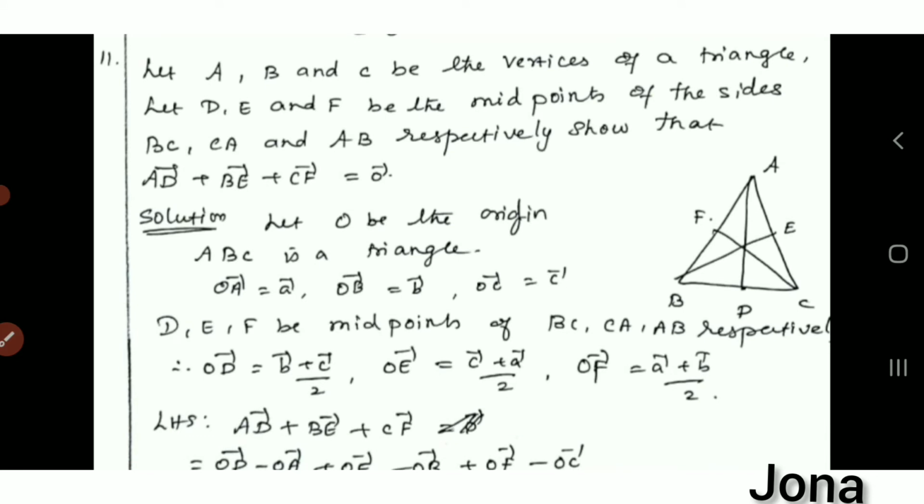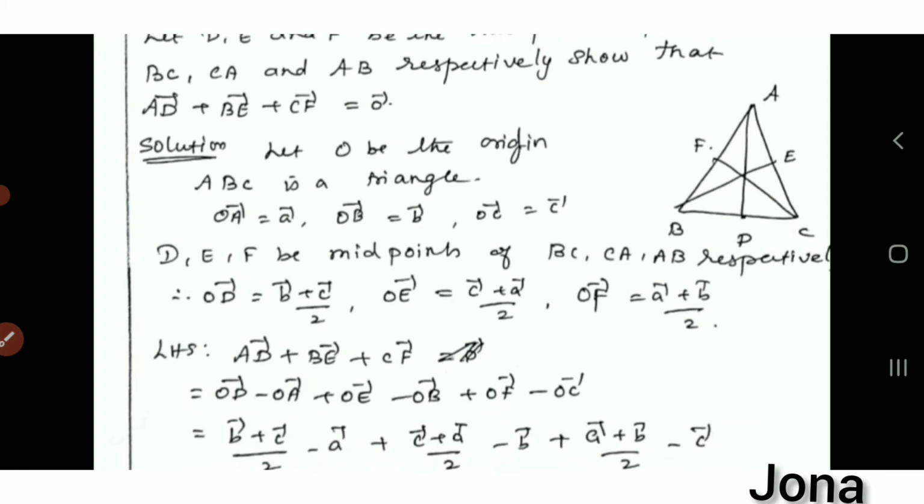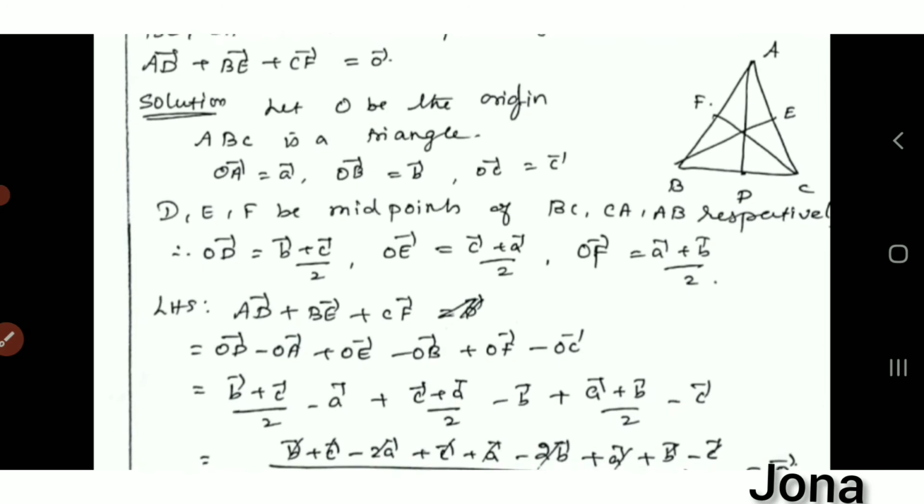11th problem. Let A, B and C be the vertices of the triangle. D, E, F be the midpoints of the sides BC, CA and AB respectively. Show that AD vector plus BE vector plus CF vector equal to 0. Here in this triangle, clearly it's given D, E, F are the midpoints.